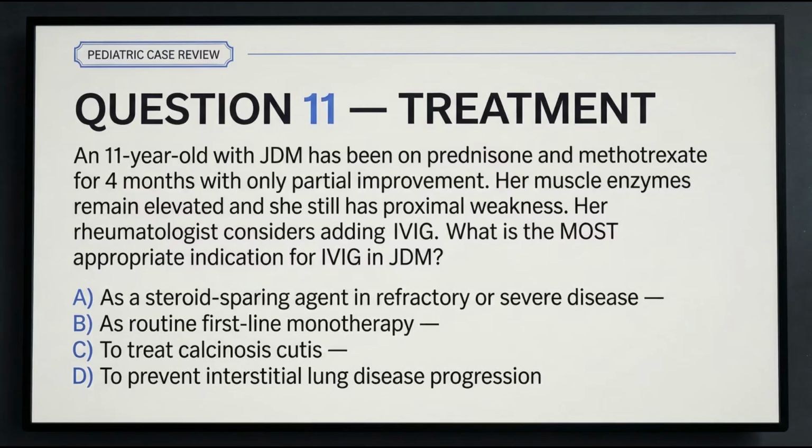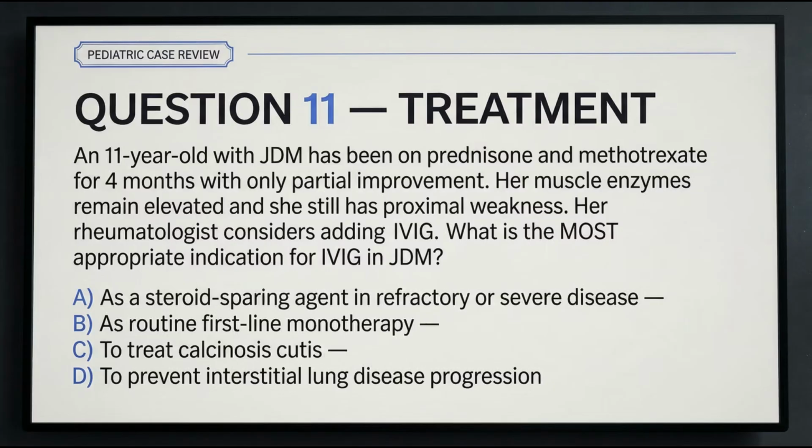An 11-year-old with juvenile dermatomyositis has been on prednisone and methotrexate for 4 months with only partial improvement. Her muscle enzymes remain elevated and she still has proximal weakness. Her rheumatologist considers adding intravenous immunoglobulin. What is the most appropriate indication for intravenous immunoglobulin in juvenile dermatomyositis?